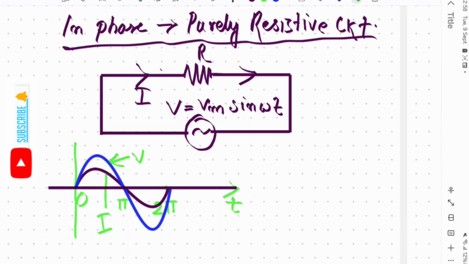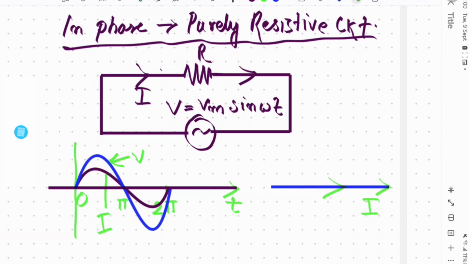Now we'll draw the phasor diagram for this. If we take current as a reference, this is the current. Now we'll draw the phasor diagram for the drop across this resistance. That is in the same phase. So this is VR. So we can say for a purely resistive circuit, voltage and current are in phase.